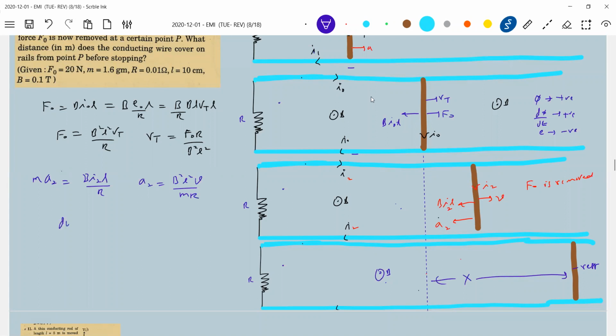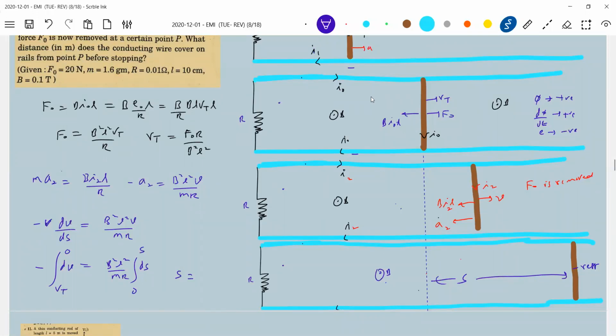A2 equals minus dV by dt, which is v dv by ds. So that will get cancelled. So B square L square by MR ds. The velocity is v naught; we calculate the terminal velocity vt. This is 0, this is x. Solve it.